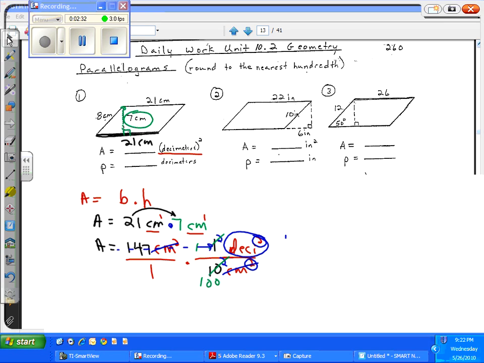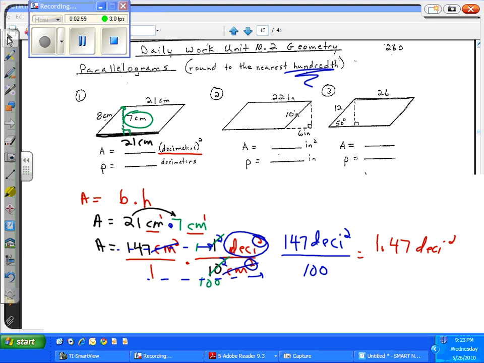We multiply and we have 147 square deci over 100. When you divide by 100, it shifts the decimal 2 places, so you get 1.47 square deci. But the directions are round to the nearest hundredth. We are in the hundredths, so that's good. 1.47 square deci for area. Any questions on that?